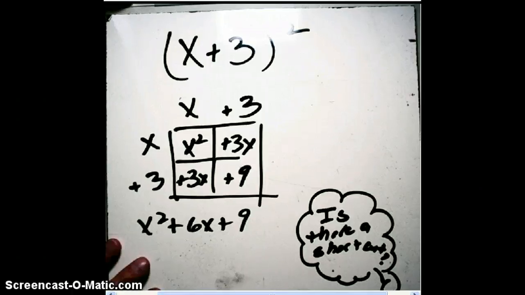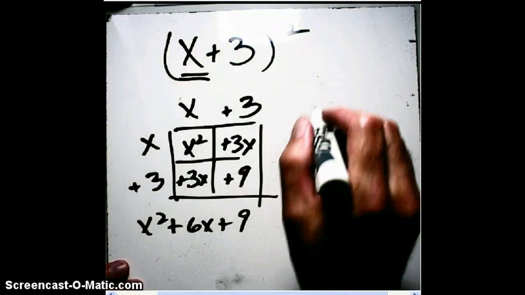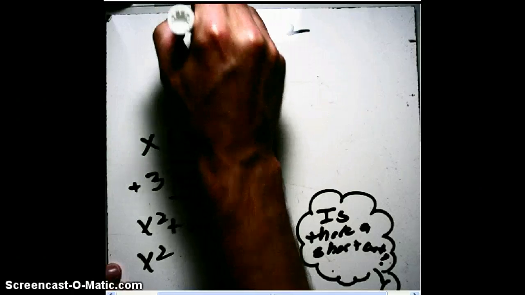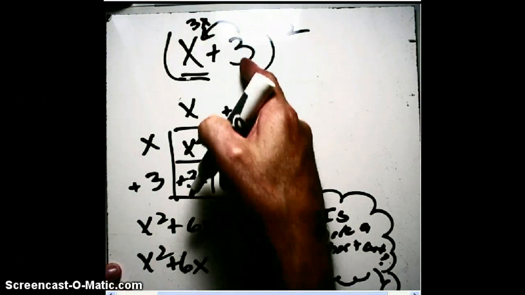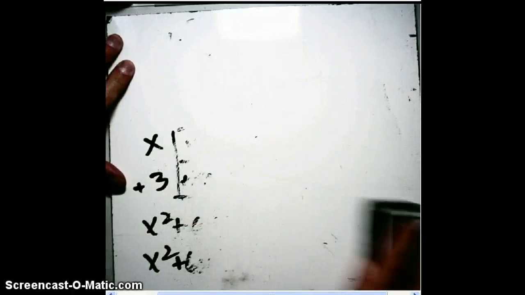And that shortcut goes like this. Square the first, that's x squared. Multiply these two together. What is a plus 3 times x? That's the 3x. Double it, that's plus 6x. And then square the last, so it's going to be plus 9. That is a shortcut for doing a binomial squared. And it also is very, very important. So let me review and show you what you're able to do now.